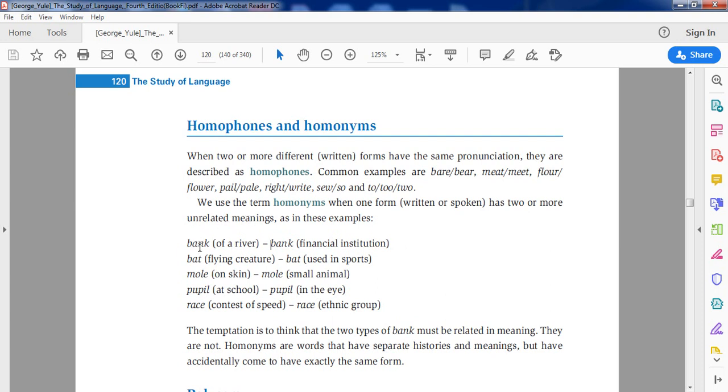One form has two unrelated meanings. For example, here, bank of a river, bank a financial institution. So here we have the edge of the river, and the bank, which is the financial institution. So bank has two unrelated meanings. The same word, the same form, the same pronunciation, but two unrelated meanings. There's no relation between the bank as a financial institution and the bank of the river.